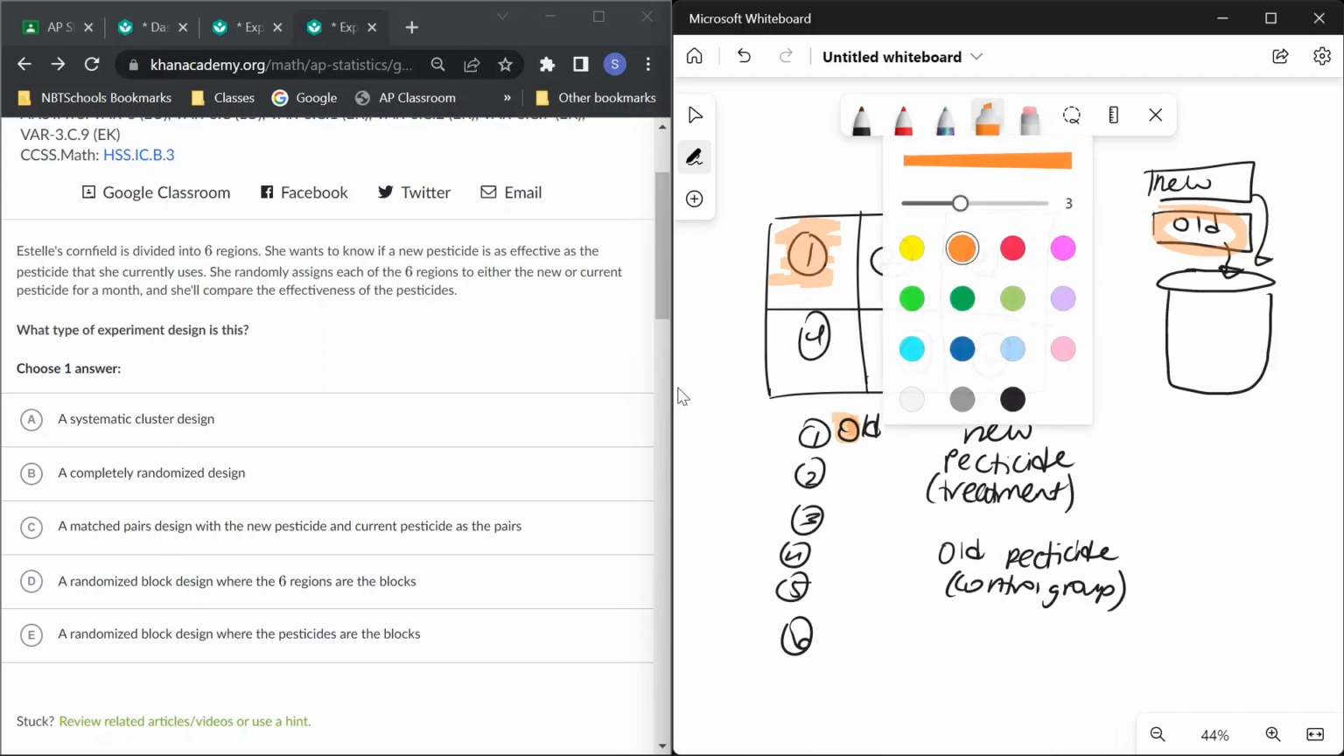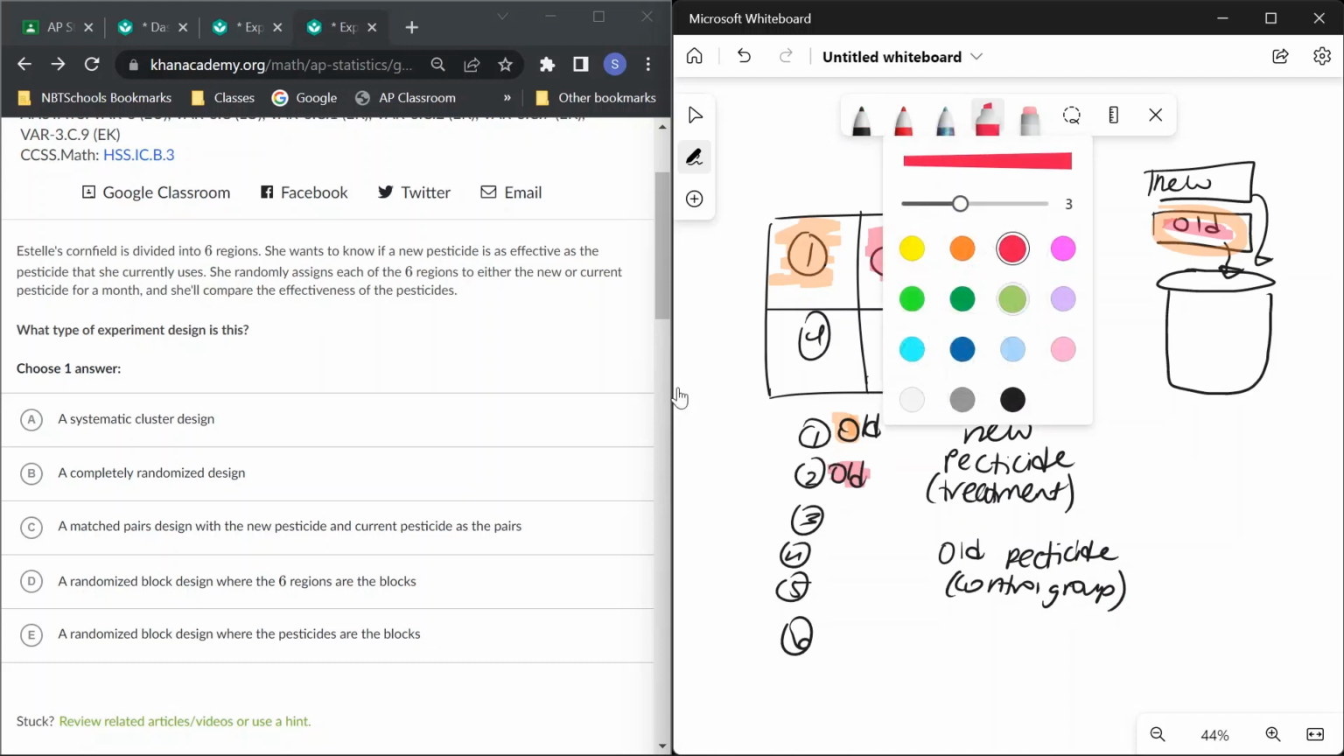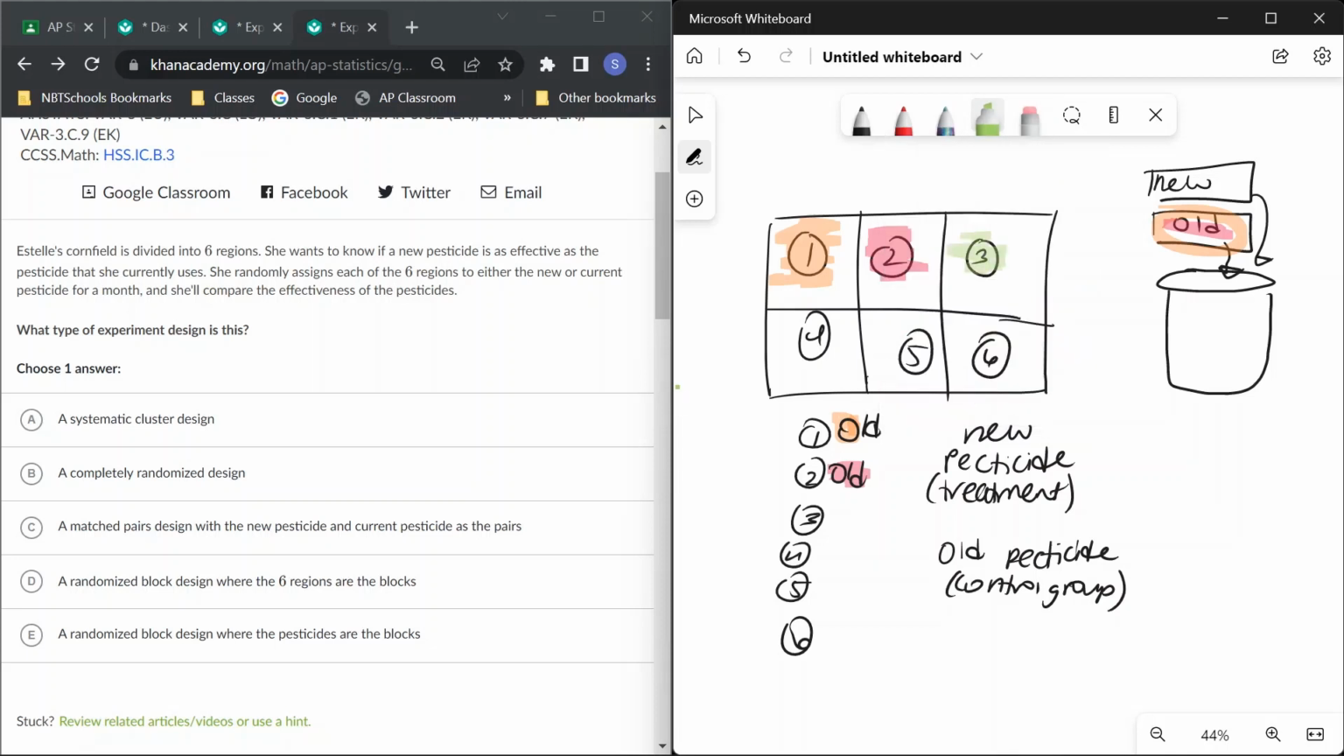Okay, let's say I'm in region number 2 now, and I want to know, okay, what treatment is going to be assigned to region 2? I'm going to shake the hat, and let's say I pick one, and I get old again. Okay, well then, this is old again. And let's say I'm finally in region 3, and I want to know which treatment I'm going to assign to this region. I'm going to shake the hat, and I pick one, and I get new. Okay, well, great. This is treatment 3, this is new.